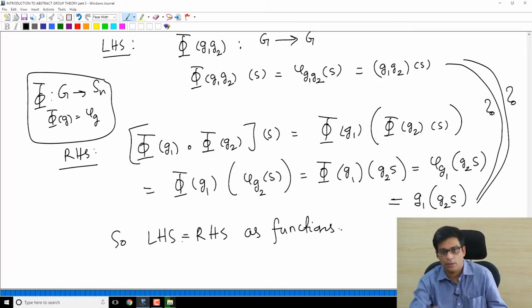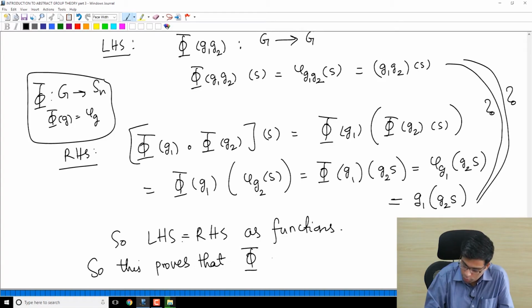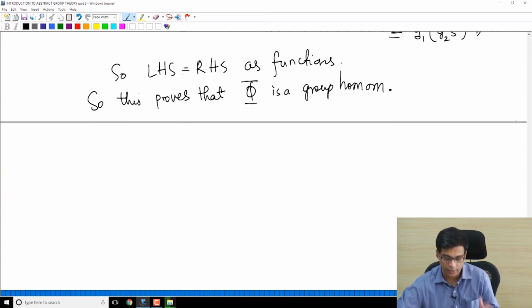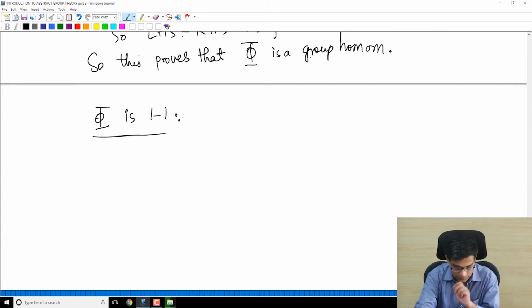Remember we are working with an arbitrary s. So LHS and RHS agree on that arbitrary s. So they are equal as functions. So this proves that capital Phi is a group homomorphism. Right? So this justifies that statement that capital Phi is a group homomorphism. Now I want to claim that it's not only a group homomorphism, it is an injective group homomorphism. So I want to say capital Phi is 1-1.